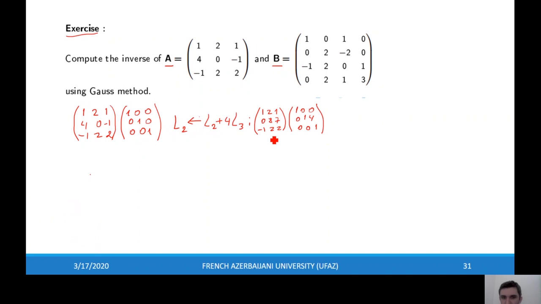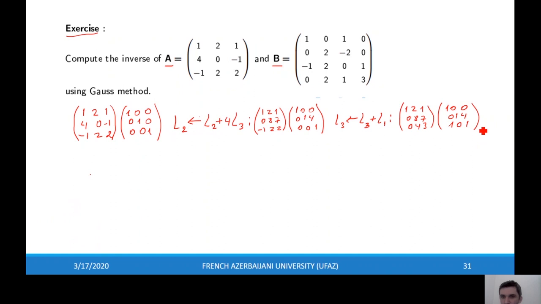And then here, instead of the third row, we write the third row plus the first row. It will be 1, 2, 1, 0, 8, 7, 0, 4, 3, and 1, 0, 0, 0, 1, 4, 1, 0, 1.